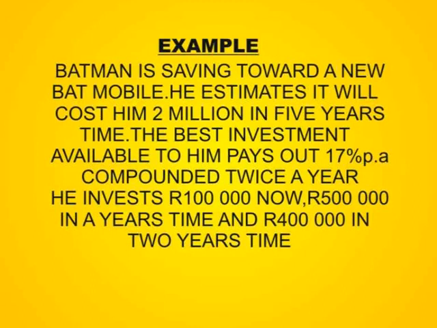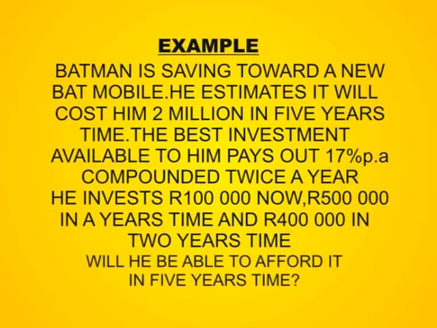Let us look at an example to illustrate. Batman is saving towards a new Batmobile. He estimates that it will cost 2 million rand in 5 years' time. The best investment available to him pays out 17% per annum, compounded twice a year. He invests 100,000 rand now, 500,000 rand in a year's time, and 400,000 rand in 2 years' time. Will he be able to afford the new Batmobile at the end of 5 years?